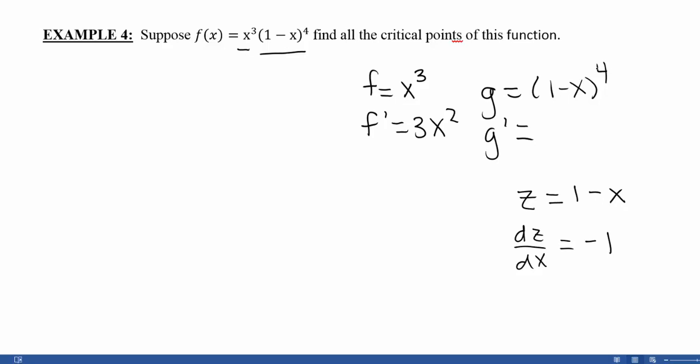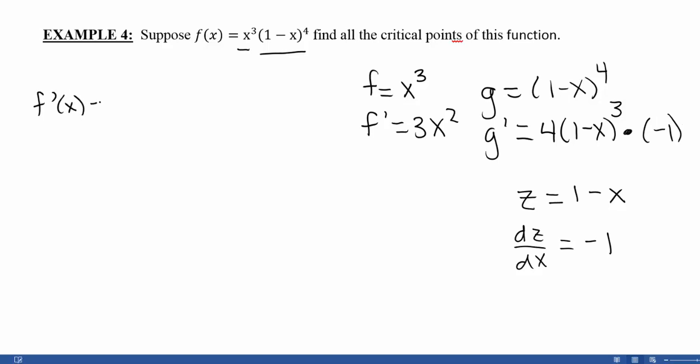So now remember, with the chain rule, you're going to have 4 times 1 minus x cubed. So we do the outside part of the derivative. That's our z part. But then we have to multiply it by dz dx. So we have to multiply that by negative 1. So now we have all the pieces we need to do the product rule to get the first derivative of this function.